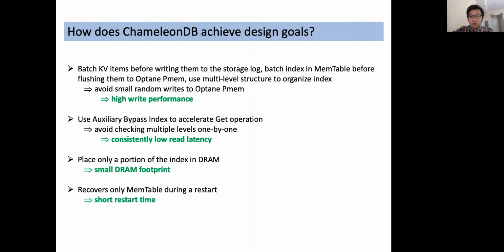Second, it uses the auxiliary bypass index to avoid checking its multi-level structure during get operations, so as to achieve consistently low read latency. Third, only a small portion of the index is maintained in DRAM, so the DRAM footprint can be small. Fourth, it only recovers main tables during a restart. Main tables are small structures and can be recovered quickly, so the restart time can be short.